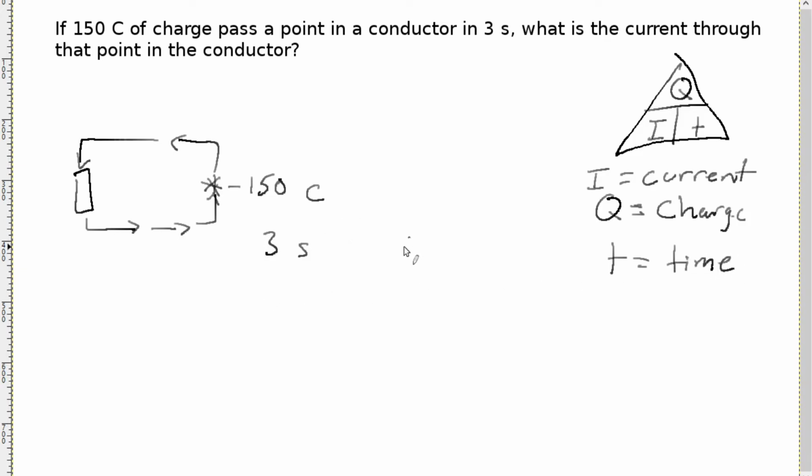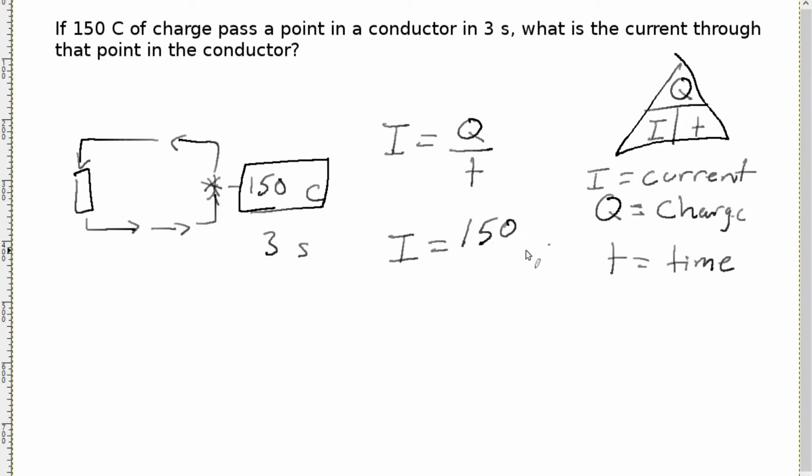So we know that our charge measured in coulombs is our Q, right? And this is our formula that we can plug it into. So we're looking for I. It means Q is over T. So I equals Q over T. We know 150 is our charge that we're going to put up here. And our time is 3 seconds.